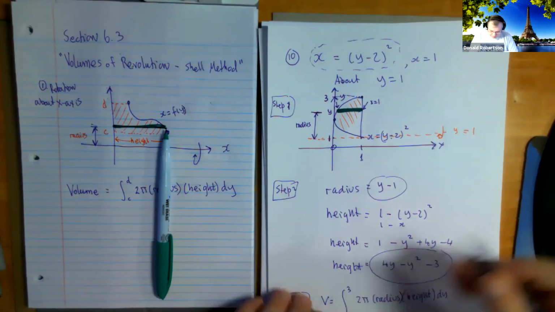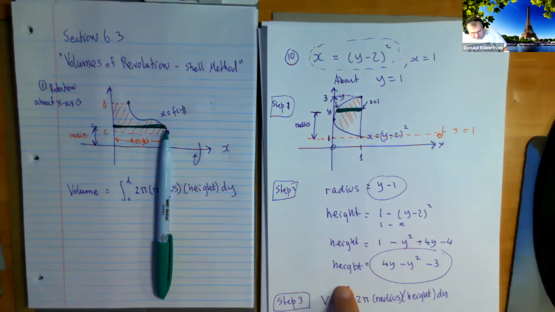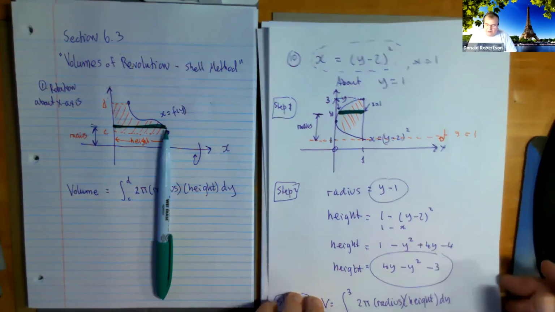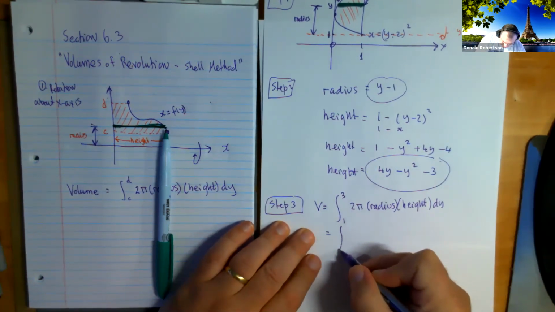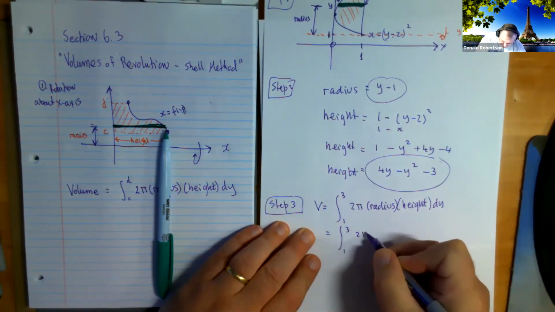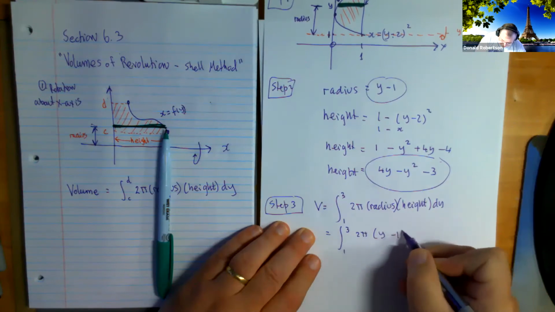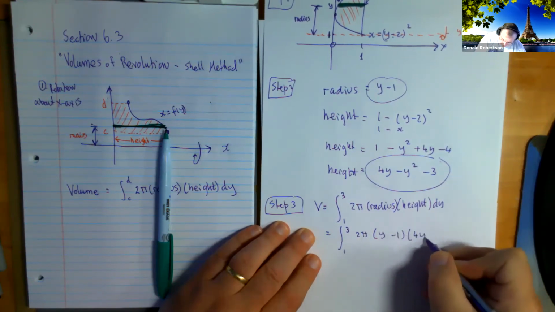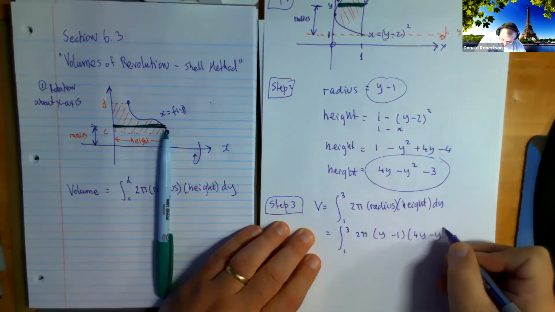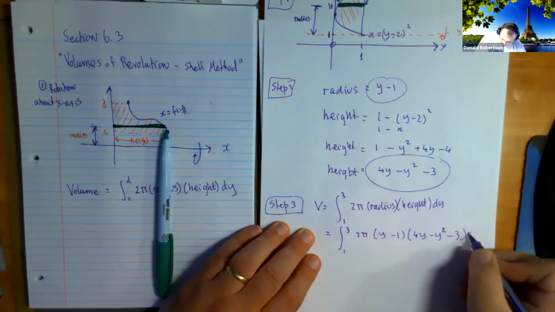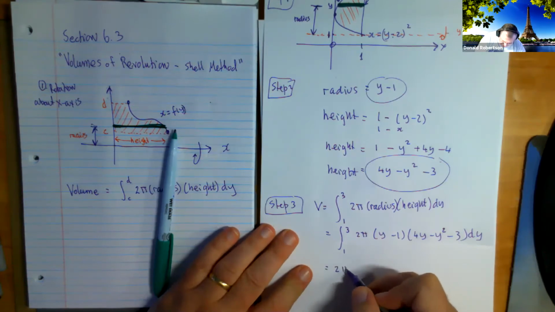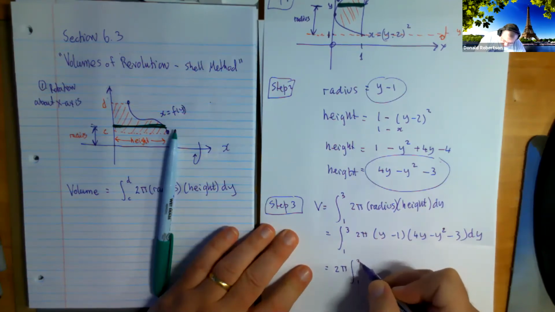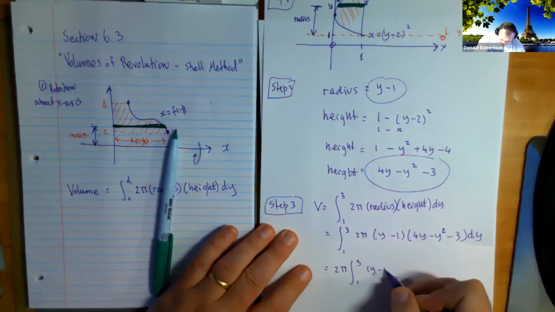So we've got from 1 to 3, 2 pi, the radius, height, dy. And then you put in the numbers, and let's see what we get. 2 pi, y take away 1, 4y take away y squared take away 3 dy. Let's pull out that 2 pi.